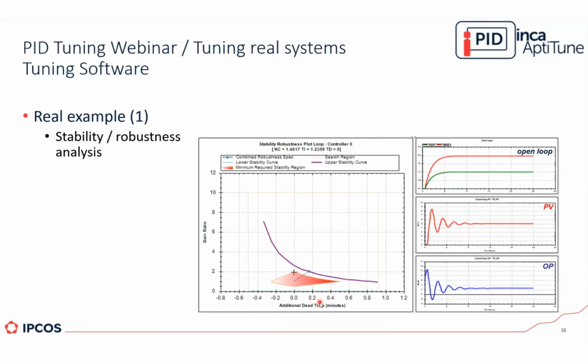So we can just click here on the graph and you see the responses for open loop, for the PV, and for the OP. Okay.